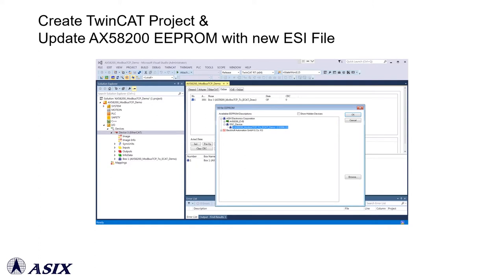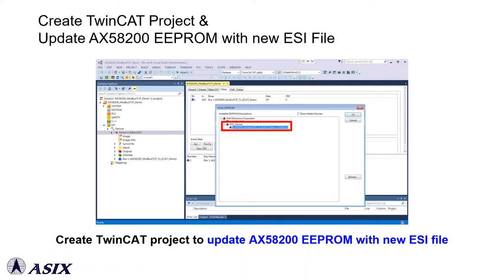The fourth demonstration will show you how to create TwinCAT project and update AX58200 EEPROM with new ESI file. Please copy the new ESI file into the default TwinCAT ESI file folder firstly, before starting this step. Please see below demonstration.